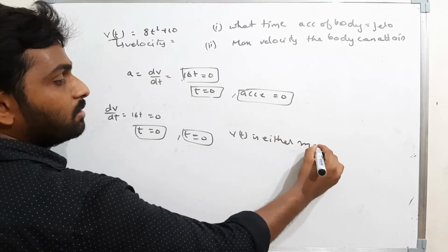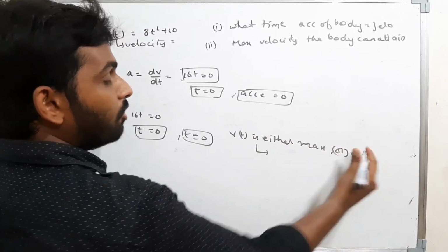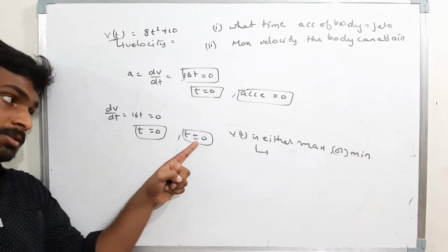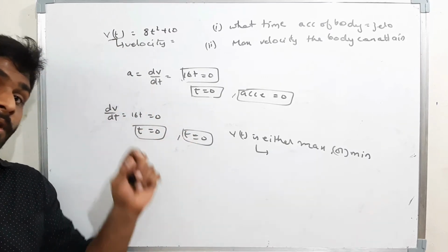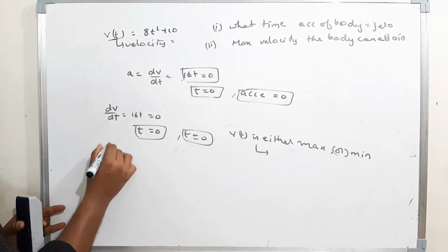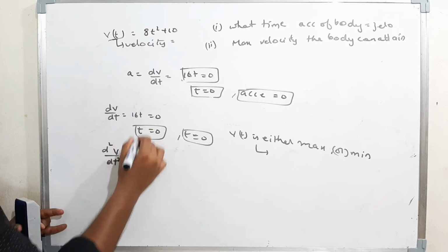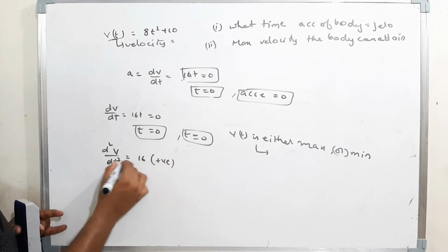either maximum or it is either minimum. Now I have to find whether it is maximum or minimum. At time t is equal to 0, I know that v of t is maximum or it may be minimum. I have to find which is the one. Now again double differentiate, that is d square v by dt square, that is nothing but 16, that is nothing but positive. d square v by dt square is always positive.